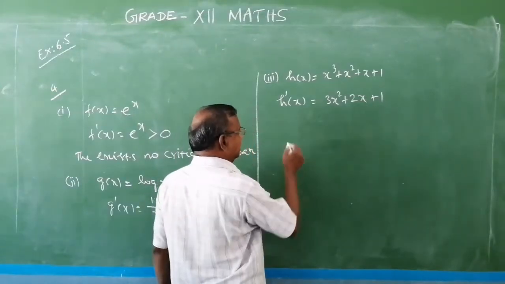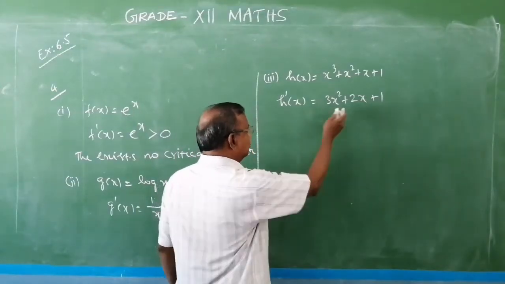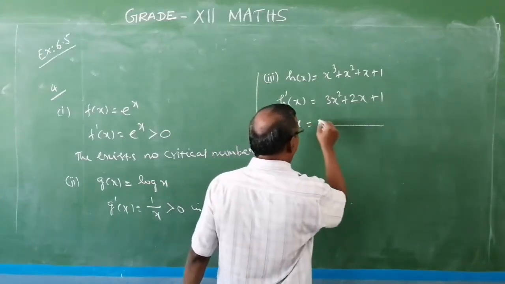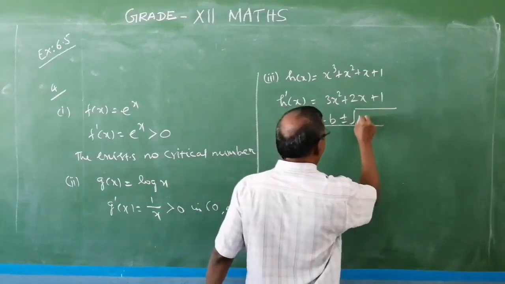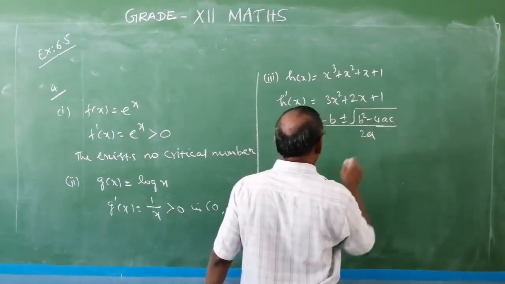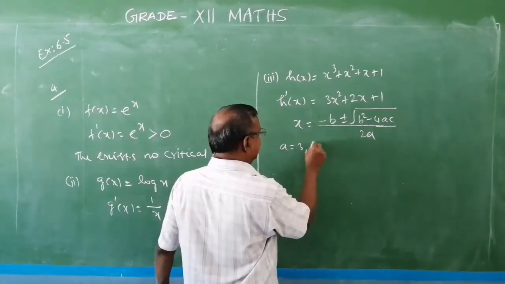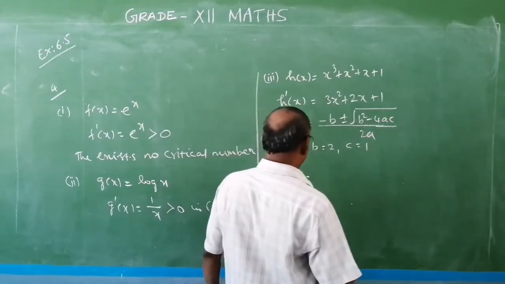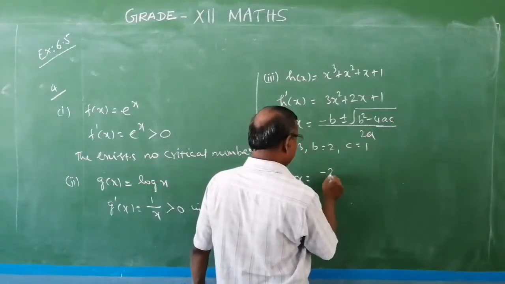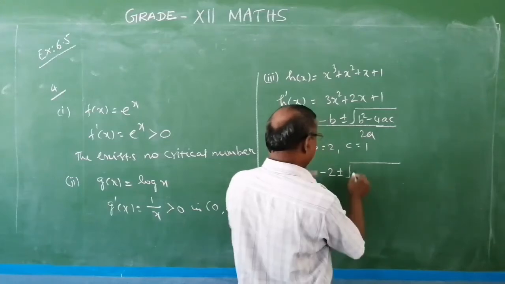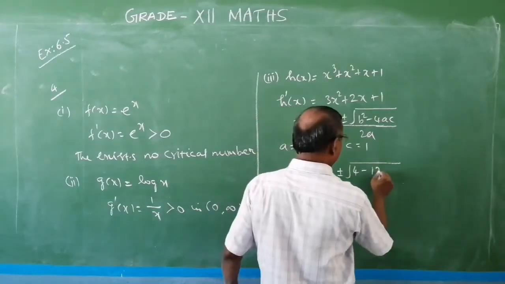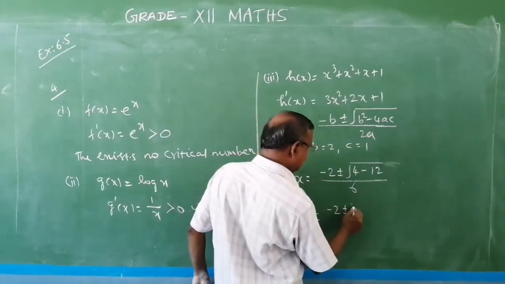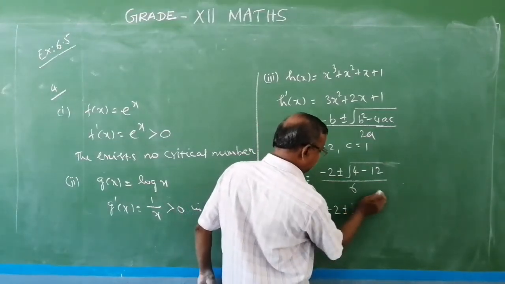So let us use the quadratic formula to find the roots of the quadratic equation. Now we know that x equal to minus b plus or minus root of b square minus 4ac by 2a. Here a equal to 3, b equal to 2 and c equal to 1. Therefore x equal to minus 2 plus or minus root of b square minus 4ac, which means 12, divided by 2a, which means 6, that is minus 2 plus or minus root of minus 8.